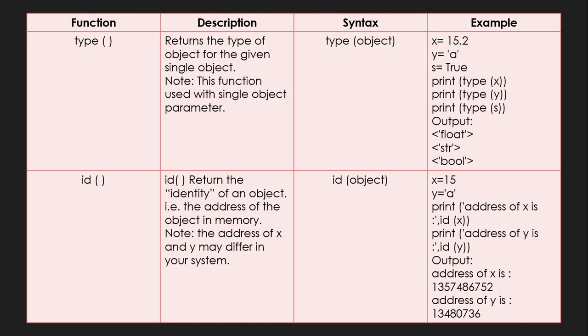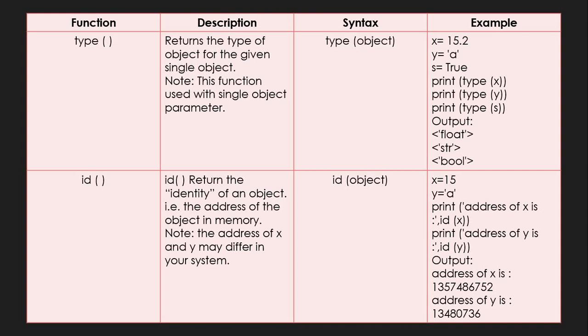You know what this type function does? It returns the type of the object that you're passing through. That is, if you pass an integer, it will return int. If you pass a floating point value, it returns float. If you pass string data, it returns str, and if you pass a boolean value there, it returns bool.